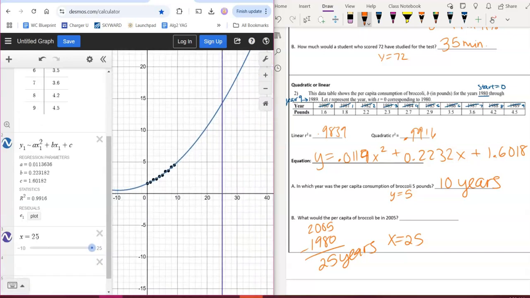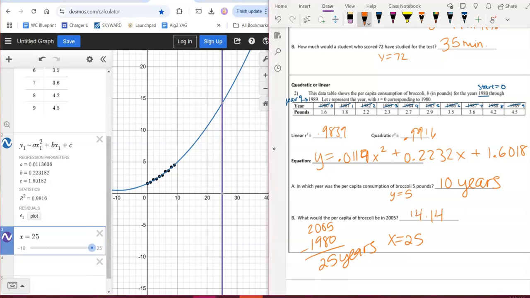Where's that point? Okay, so when x equals 25, our y value is 14.14. Oh, am I looking at the wrong point? 14.28 pounds. Awesome. So that concludes our notes for the day. Go ahead and get started on the assignment. All right, that's it.